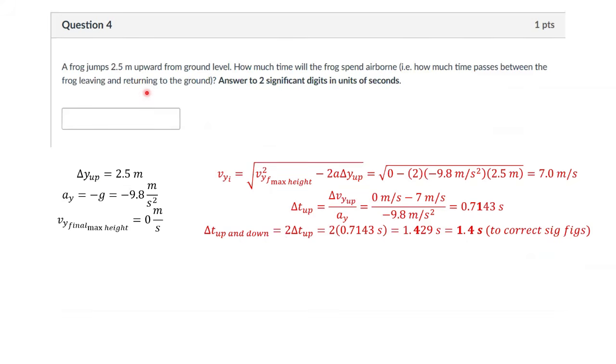Question 4, frog jumps 2.5 meters upward from ground level. How much time will the frog spend airborne? Which means how much time passes between the frog leaving and returning to the ground. Answer to 2 significant digits.